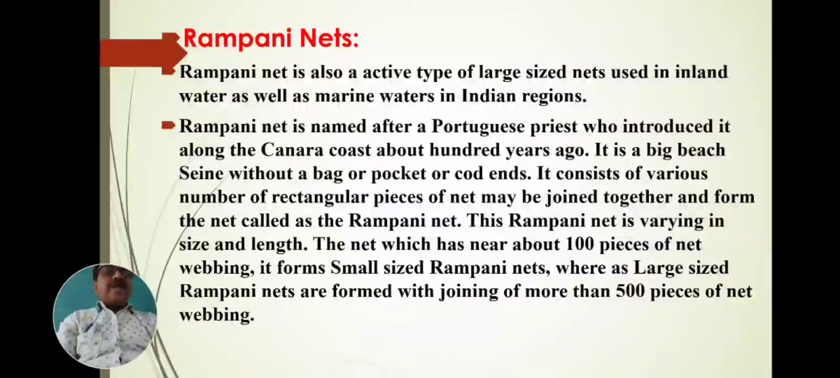Rampani net is also an active type of large size net. In nets, two types we have seen in last year, in second year: active nets and passive nets. Here I have not studied in detail, but Rampani net is an active type of large size net used in inland water as well as in marine waters to capture fishes, both Indian fresh water as well as Indian sea water or ocean water.